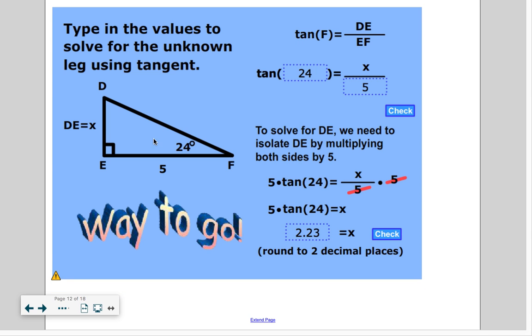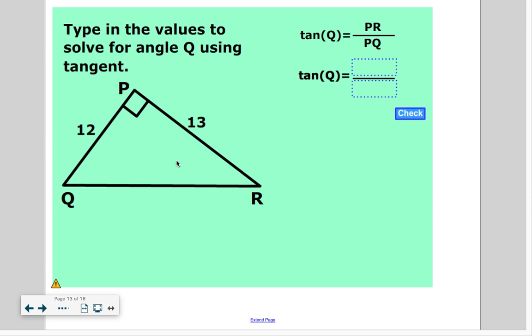Okay, so this is kind of what we're going to be looking at in terms of solving these triangles. This is going to be beneficial and helpful for knowing what you're going to be doing, whether you're going to multiply by 5 or divide by 5, all of that. Okay, so if I'm looking at this one, once again, typing in the values. So we're going to look at tangent again. Tangent is the opposite over the adjacent side. So in this case, we're looking at Q this time, and Q, the opposite side, is going to be 13. The adjacent side is going to be 12.